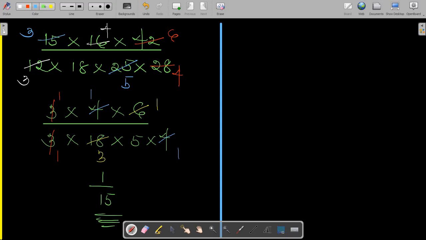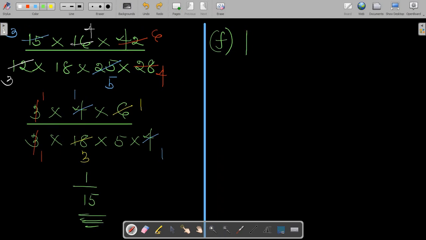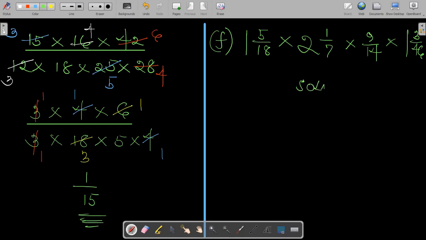So we have it to be, let's go. That is F. Okay, if you are given something like one whole number 5 all over 18 to multiply by two whole number 1 all over 7 to multiply by 9 all over 14, then multiply by one whole number 3 over 46. So let's go. Now this is also a very easy solution to that question.